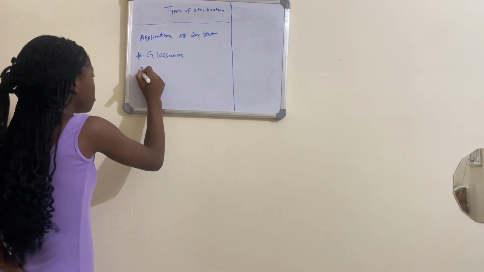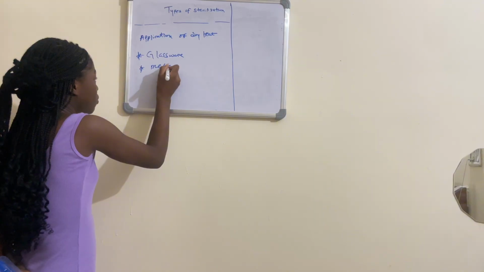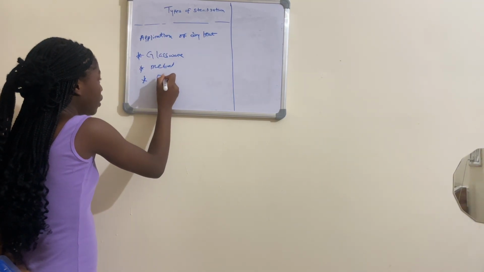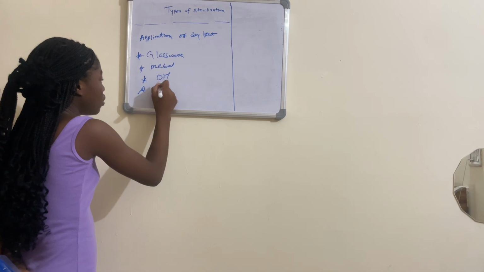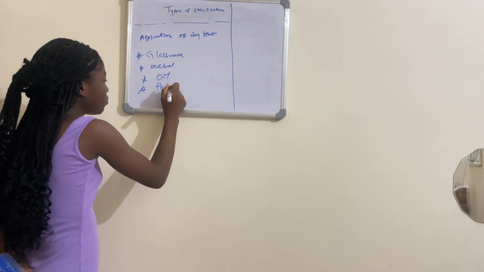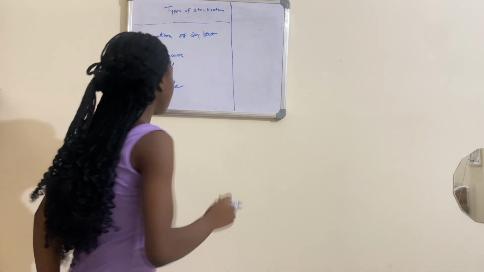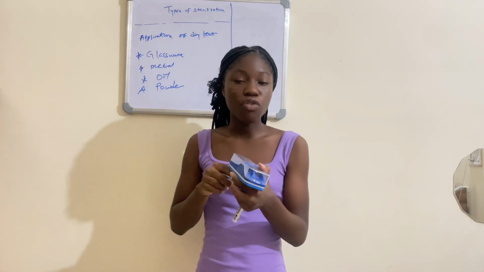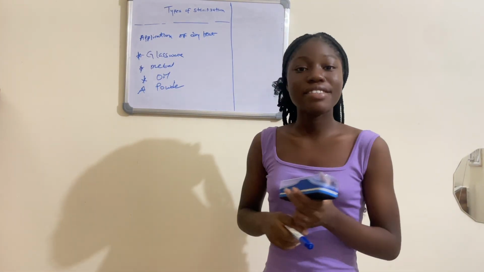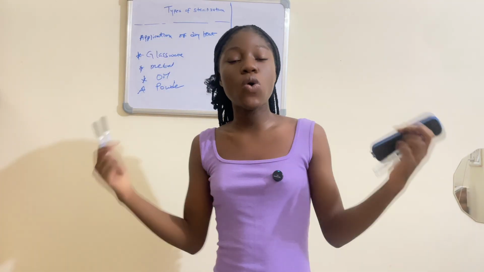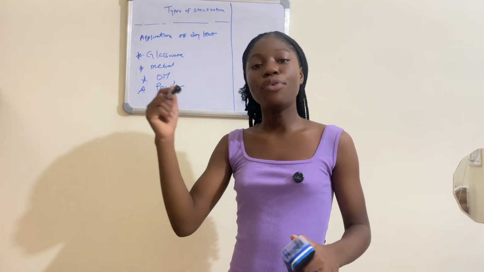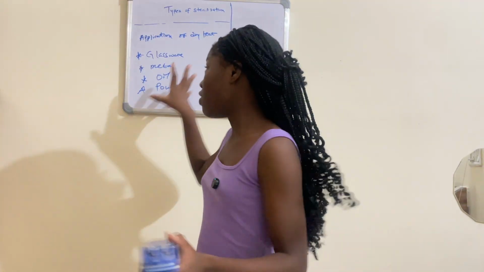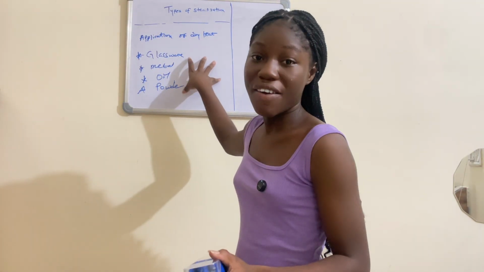And then we can also use it on metals, oil, and sterilizing powder. If you want to sterilize powder, glassware, metal, or oil in the laboratory, we go for the dry heat sterilization method, which includes your hot air oven, flaming, or incineration, right? So these are all part of the dry heat sterilization method.